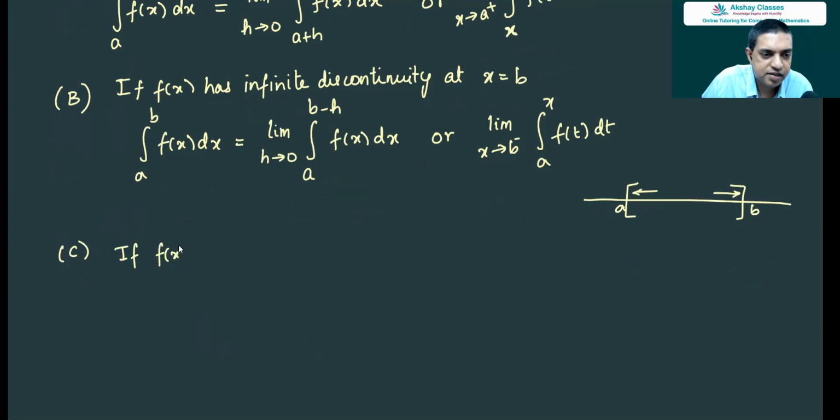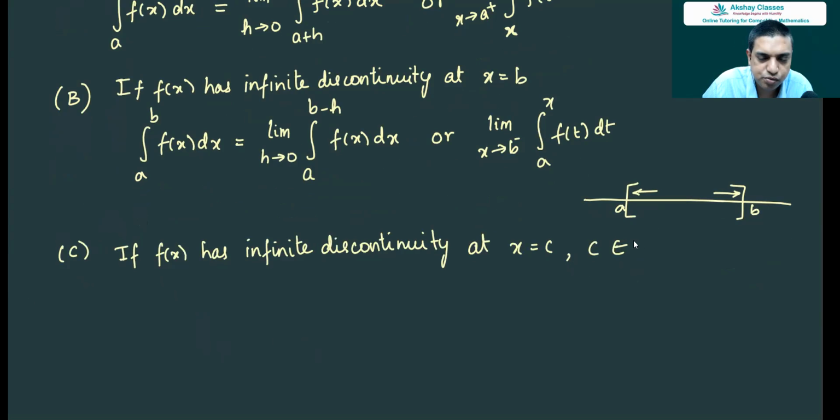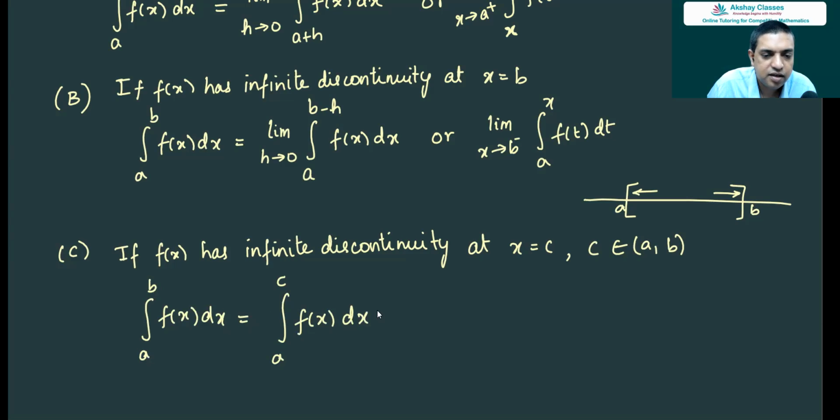If f of x has an infinite discontinuity at x equal to c, where c belongs to the open interval (a, b), some intermediate point, what do we do? The integral from a to b of f of x dx has to be written by identifying that point of discontinuity and splitting the integral into two parts: integral a to c f of x dx and then c to b f of x dx.